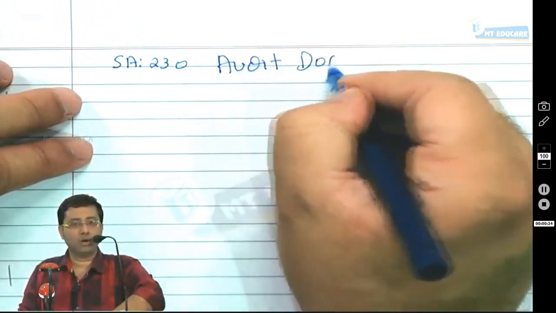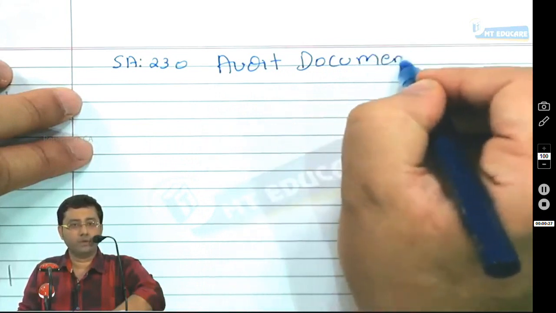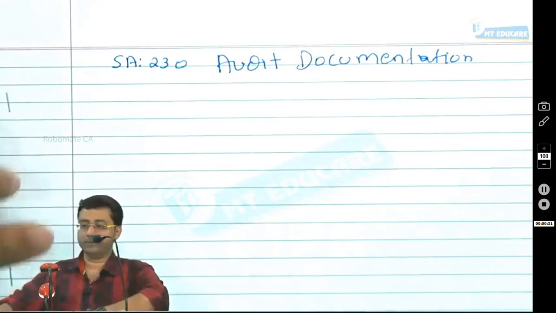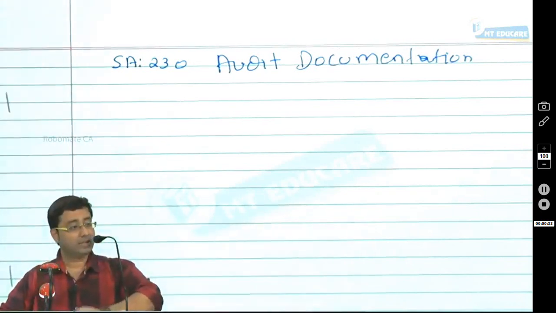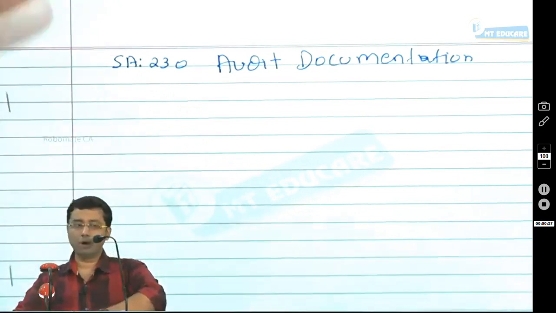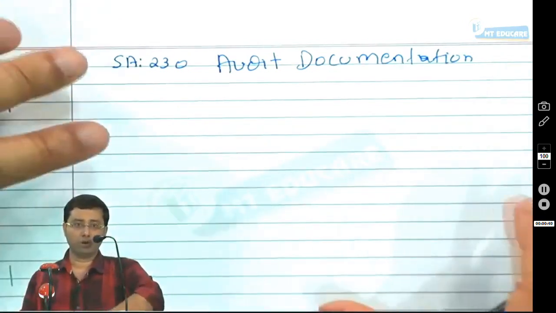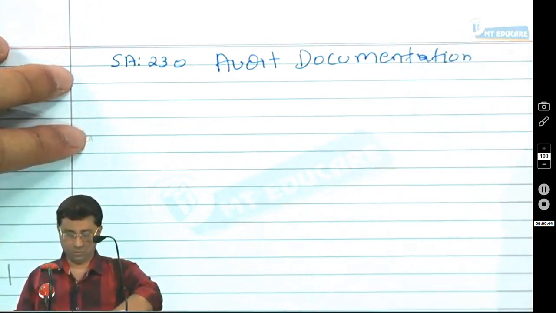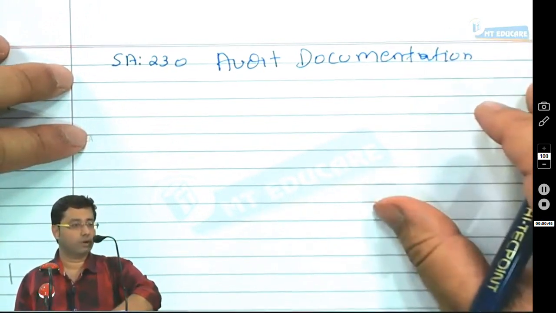The standard is on audit documentation. You can write down the heading. When you're writing a heading, you can update your index simultaneously, and in the index, give the page number on which page you're writing. So we are not going to do it in order. We will follow our own order, easy to difficult. SA 230 is on audit documentation.